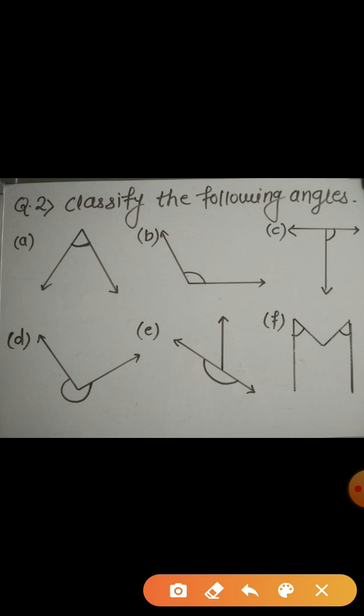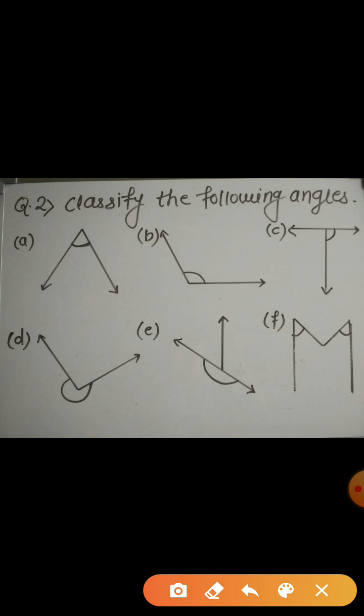Here some angles are given and we are asked to classify the following angles as acute, obtuse, reflex, straight and right angle. Now see the first one. This is an acute angle as the angle is smaller than right angle. See the second. This is an obtuse angle since the angle is larger than 90 degree but smaller than 180 degree. Now the next one. This is a right angle. As the measure of this angle we can clearly see it is 90 degree, right?